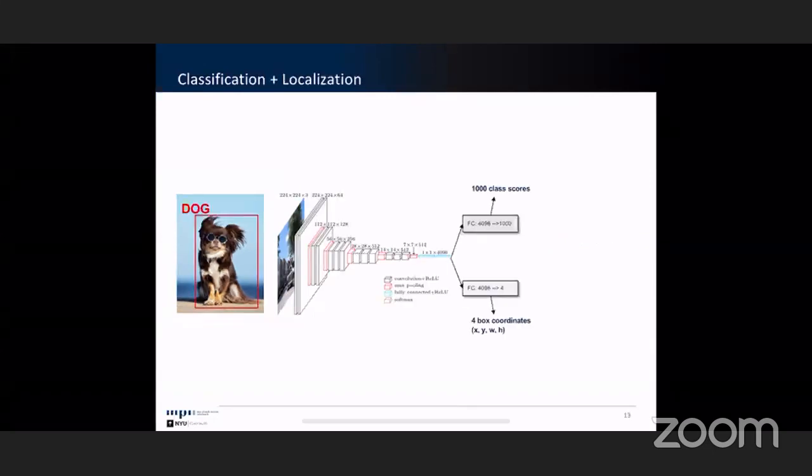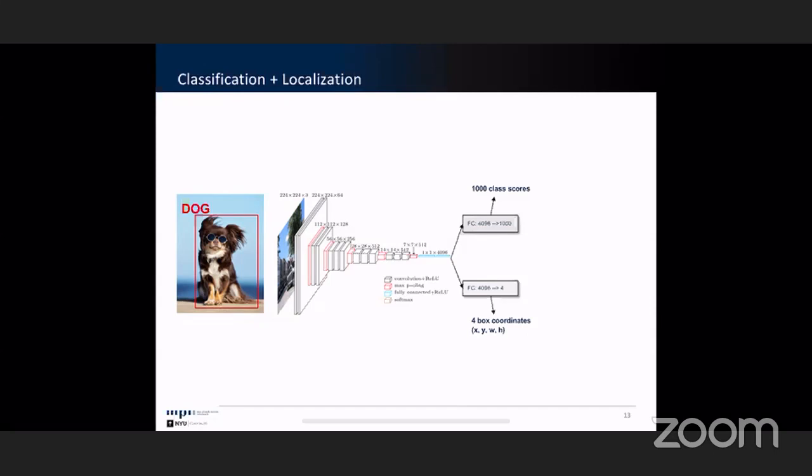Now, let's suppose the task is localization, where you have your image and you want a label for that image, but you also want to output one box. So the assumption is we will only have one box. What would you do? You want to output one class, so you will still have those 1,000 neurons for the 1,000 classes, and then you will have maybe 4 more neurons, and these 4 neurons correspond to the parameterization of your bounding box.